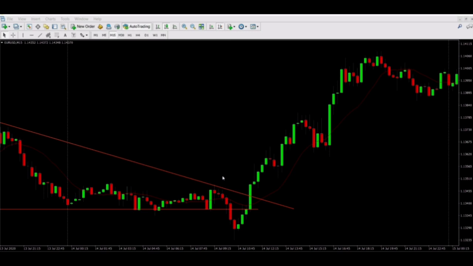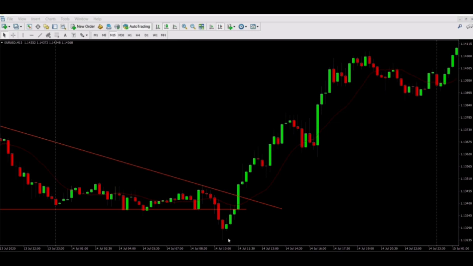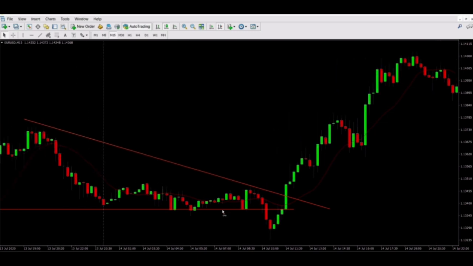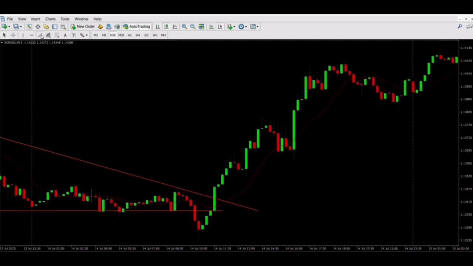Okay, so here's the 15-minute chart. Here's Euro USD, okay? So what do we have here, guys? Okay, we have a nice little impulse right here, guys. Smart money coming in the market, okay?